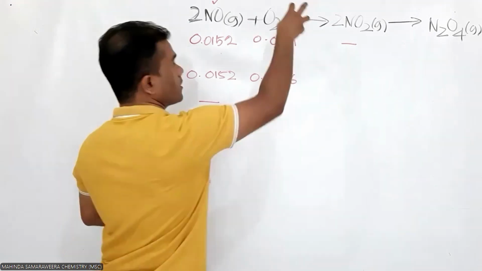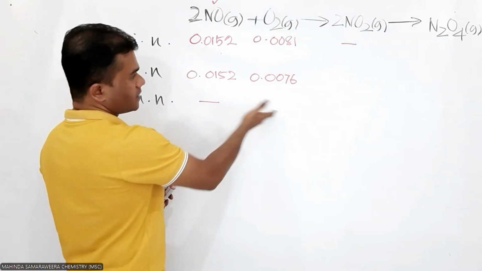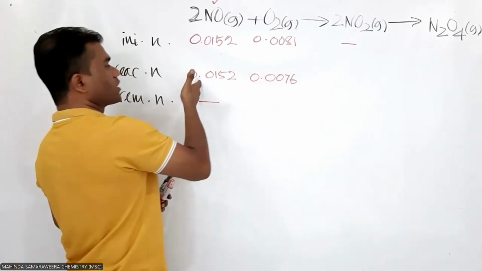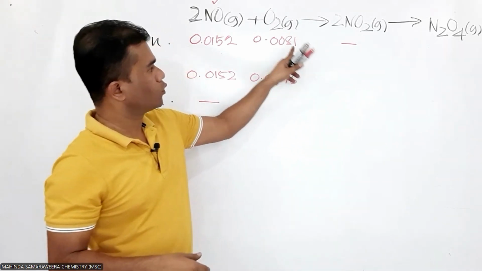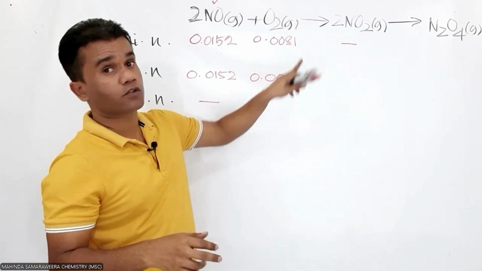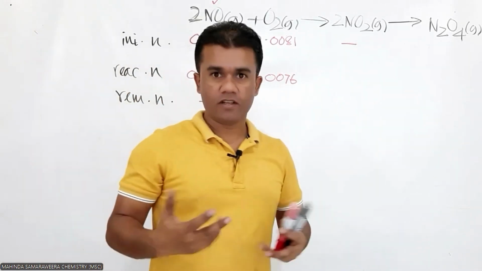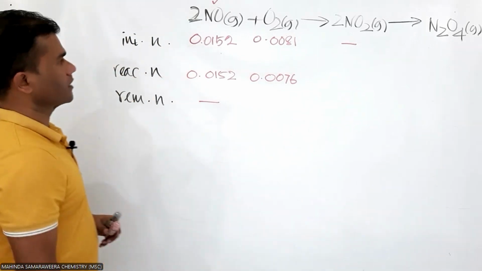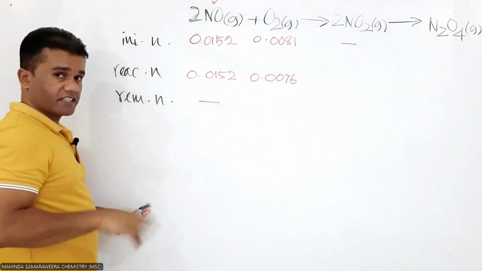Those who assume oxygen is the limiting reagent can do the same thing. Remaining 0, reacting will be this, then 2 times that, and see whether it is available. But no, because 2 times 0.0081 is 0.0162 that should be available, but what is available is 0.0152. You can understand it. Therefore, definitely oxygen is not the limiting reagent. This one is the limiting reagent, NO.